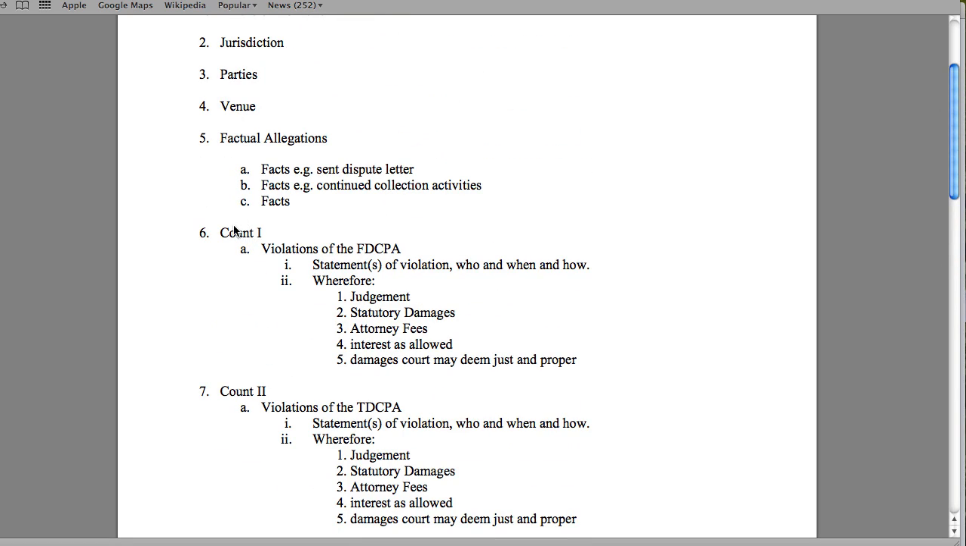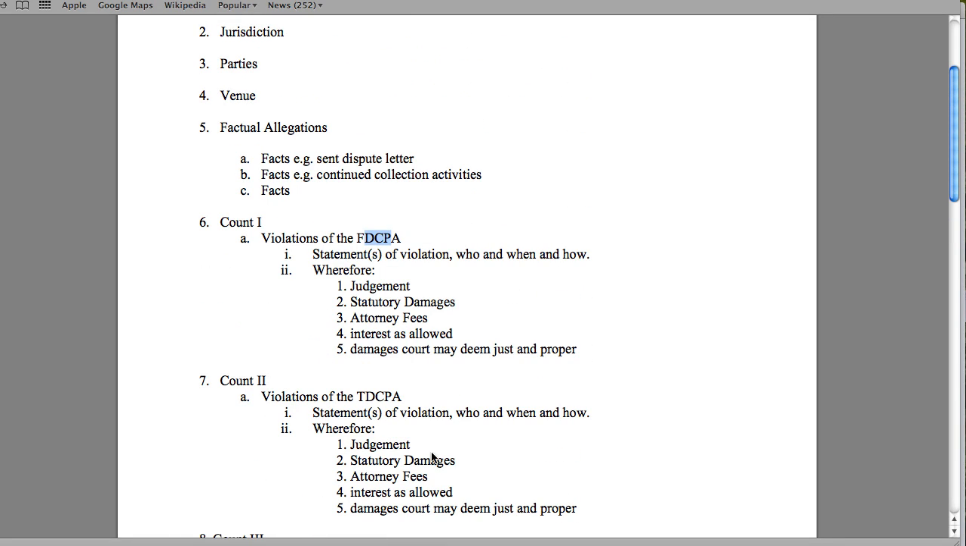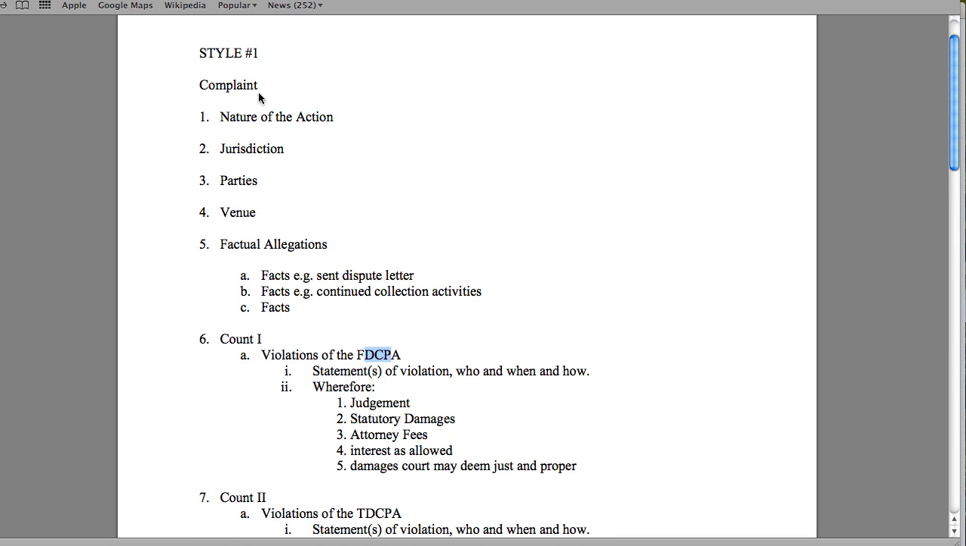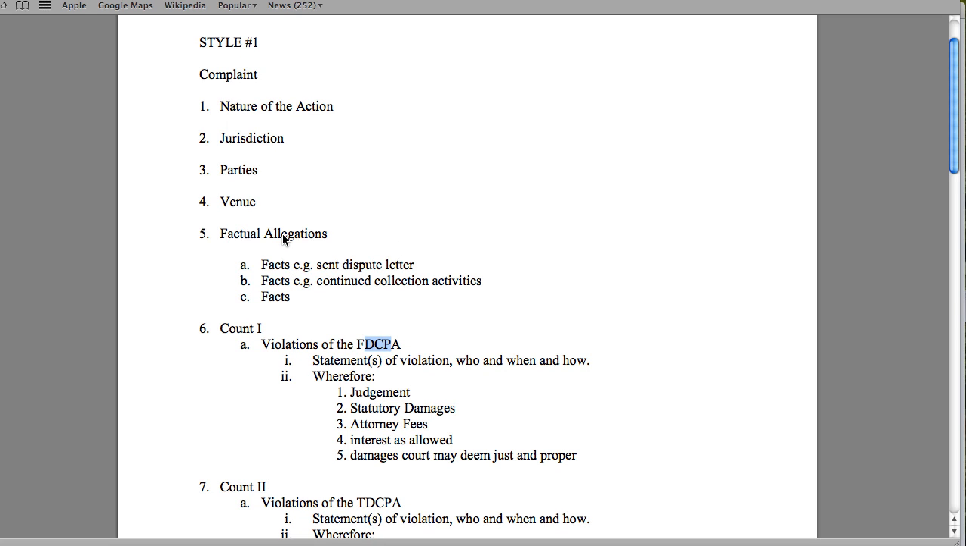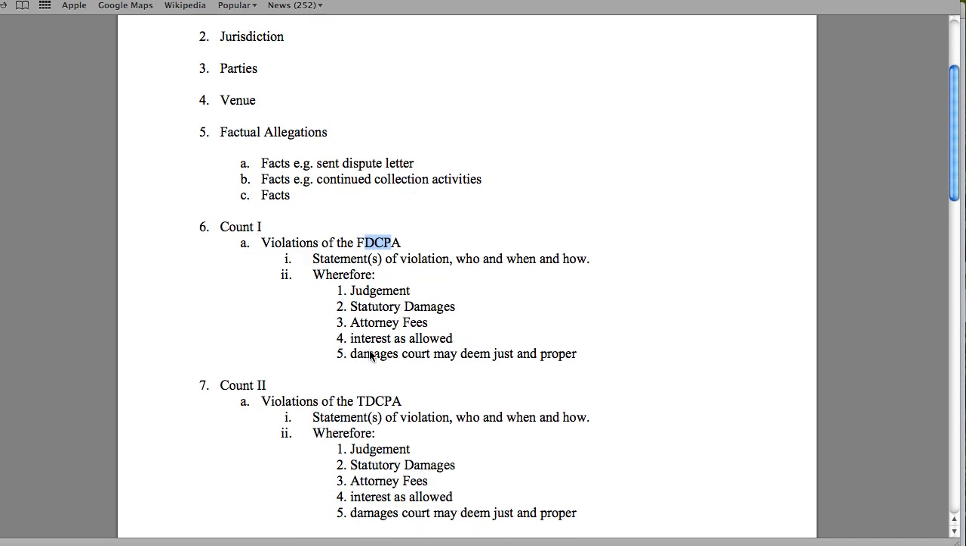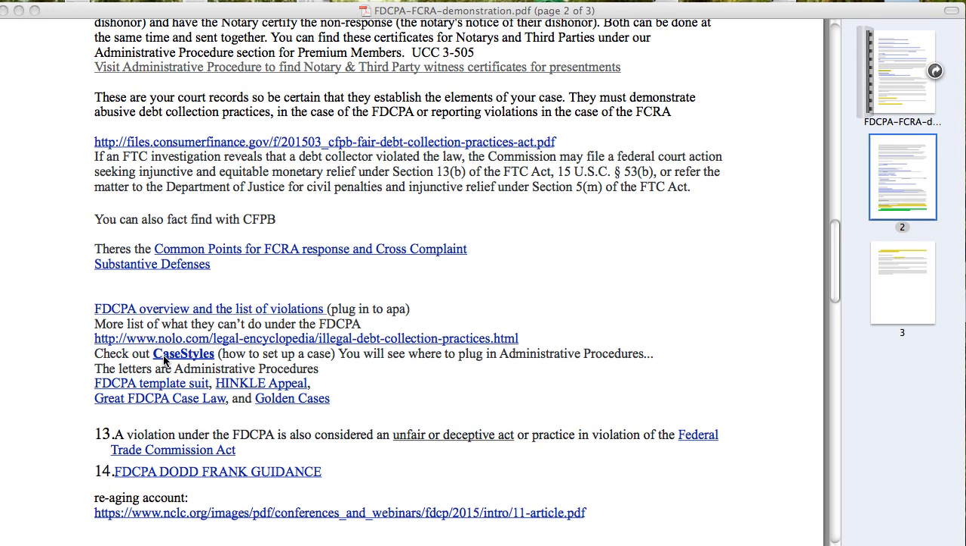But notice how you can have count 1 violation of the FDCPA. Then you can have count 2 violation of something else. But we're probably going to be doing FDCPA and Fair Credit Reporting Act. So this is just something to help you set it up: jurisdiction, parties, venue, the facts, which is where you will reference all your administrative records, your letters, and whatever, and all the elements. You will make sure that you addressed all the elements to support these counts right here, and that's what you're basically going to charge them with. So that's for the more advanced, because I know the majority of people are not going to be freestyling that, but that's a case styles document.